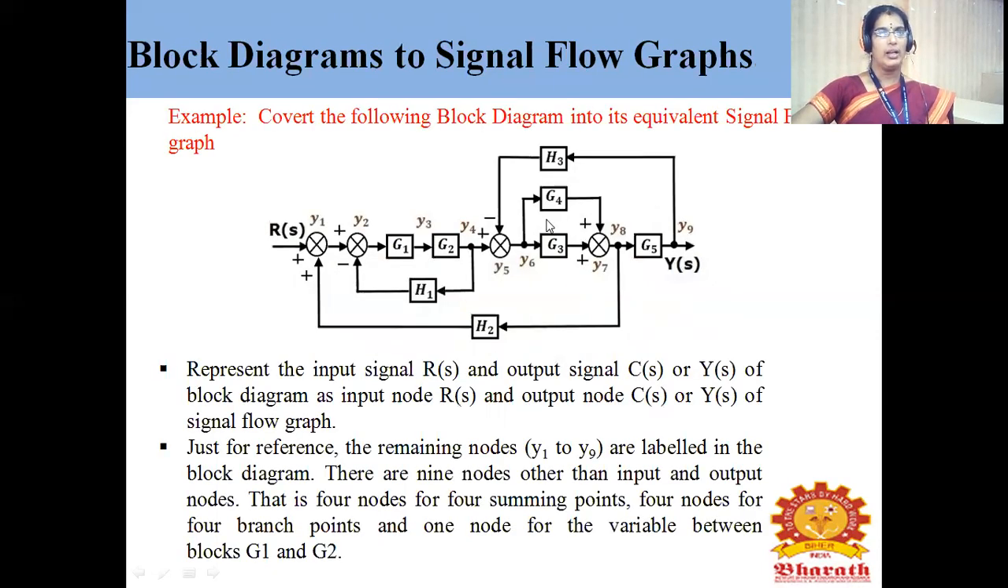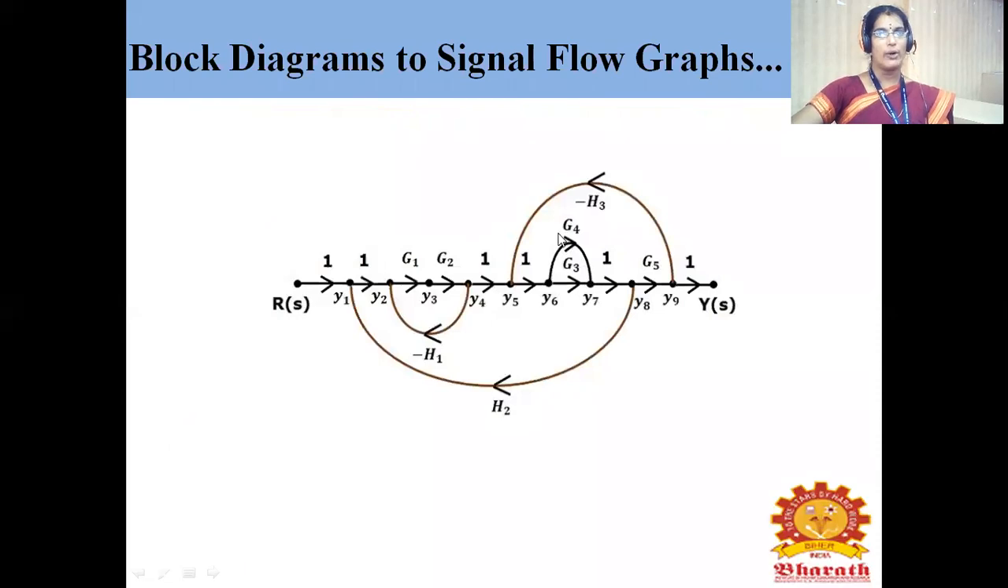Let us consider here, there is one feed forward path. It is connected between the nodes Y6 to Y7. So from Y6 to Y7, the gain value is G4, that is in the forward direction. You can see here, the arrow direction is in the forward path. Y6 to Y7 it is going. The gain G4 is what I have mentioned here.